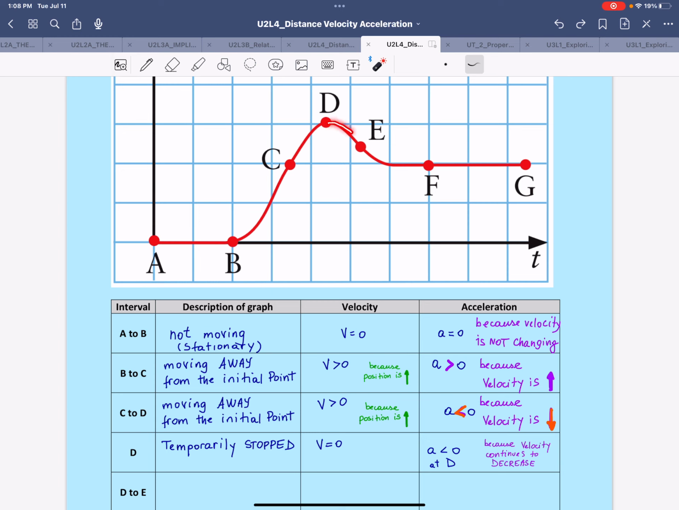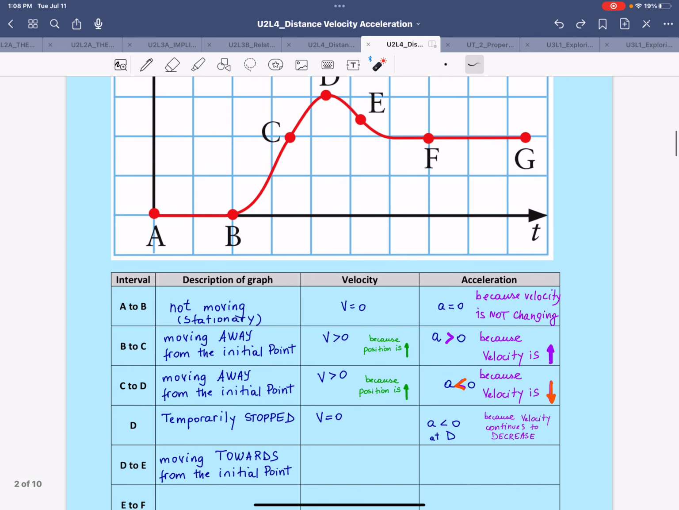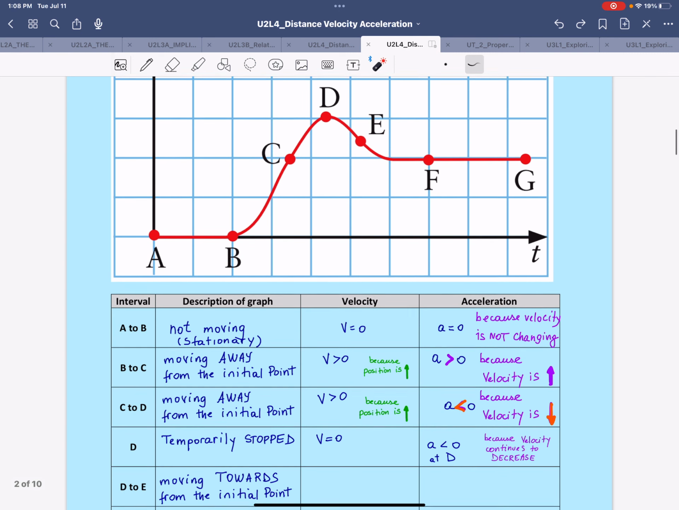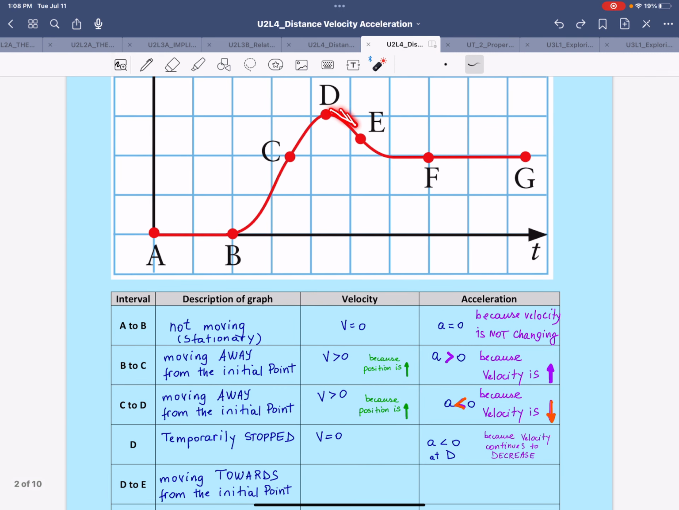Now, from point D to point E, as you can see, the object is getting closer to the initial point. So it was at 3 units far and now at 2.5 units far. So therefore, we're going to say that the object is moving towards or closer to the initial point. When you look at velocity, which is basically the slope of the tangent, you can tell that the slope of the tangent is negative. So that means that velocity is negative.